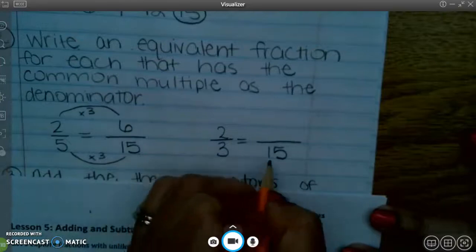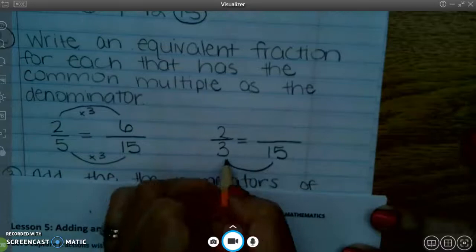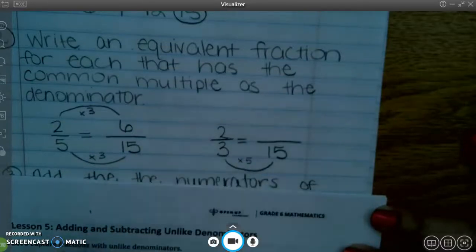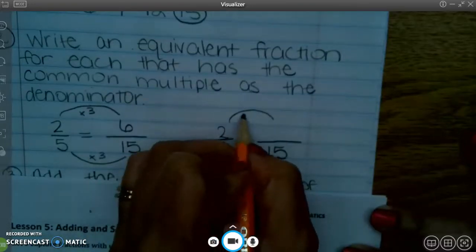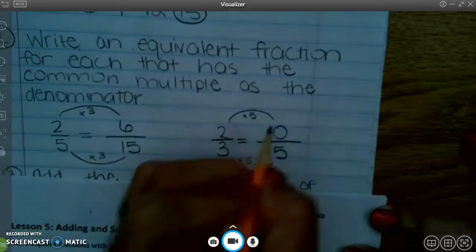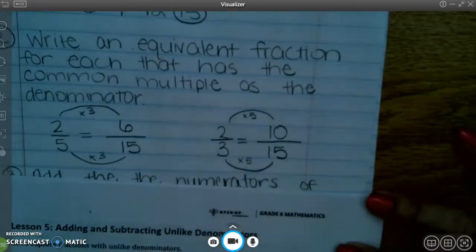I'm going to do the same thing with this second fraction. How do I get from 3 to 15? Well, I know 3 times 5 is 15. Now I will have to multiply the numerator by 5 as well, and 2 times 5 is 10. So 10/15 has the same value as 2/3.